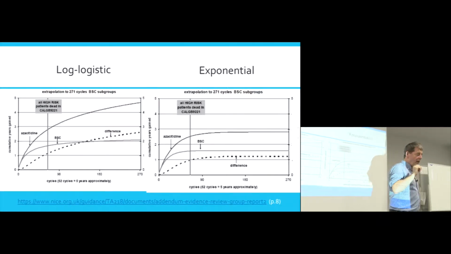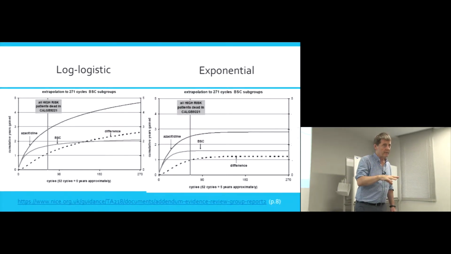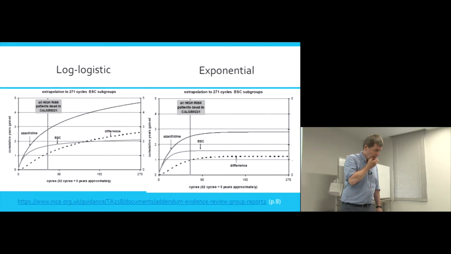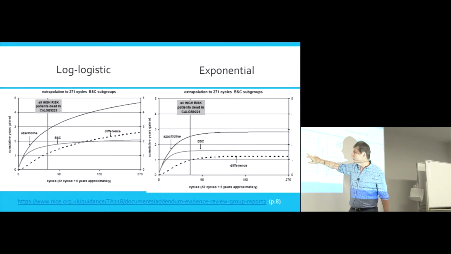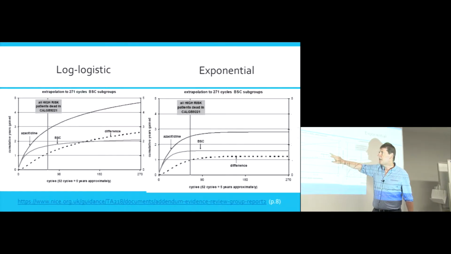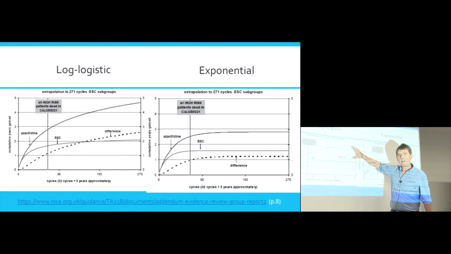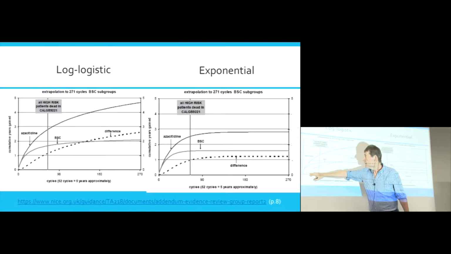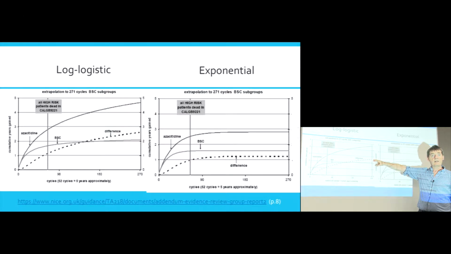Now I stress that is starting with the observed data in the trial, but applying a particular statistical distribution to it, the log logistic. Now the dashed or dotted line is the difference between the two curves, the vertical distance between best supportive care curve and the azacitidine curve. And the difference is increasing and increasing and continuing to increase.